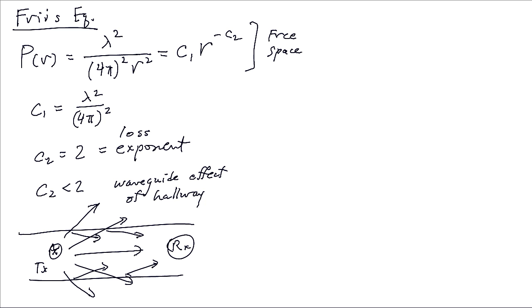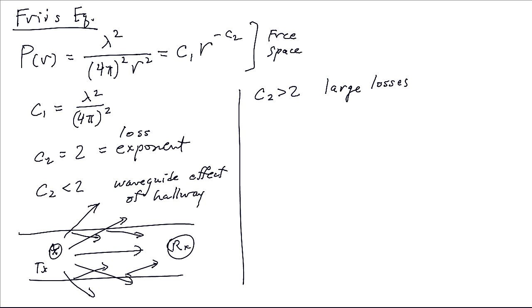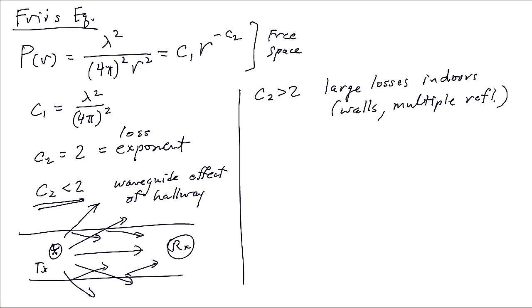And we may have a situation where we have C2 greater than 2 if we have large losses indoors due to things like walls, multiple reflections off of cubicles or things like that. Okay, so we might expect that we have an exponent less than 2 in our experiment down the hallway. Okay, so that's the introduction to the loss exponent.